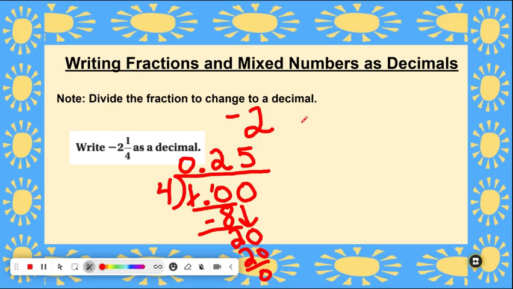It is a terminating decimal. So it's negative 2 and 25 hundredths. So negative 2 1/4 is the same as negative 2 and 25 hundredths. Let's try another one.